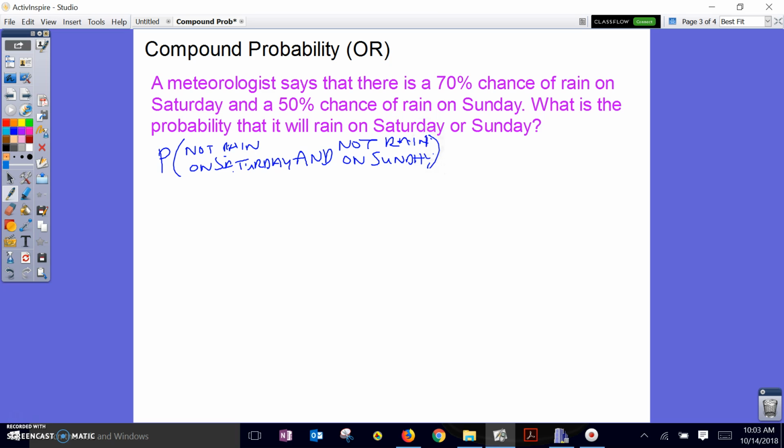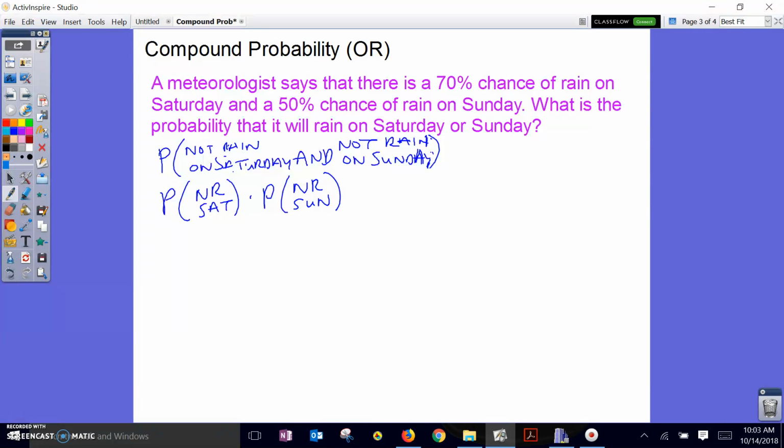Because once I find this probability, I'm just going to take that and subtract it away from 100%, and that gives me the probability that it rains on Saturday or Sunday. Because this is the exact complement of that. Not raining on Saturday, not raining on Sunday means that it didn't rain on Saturday or Sunday. So this is the probability of no rain on Saturday times the probability of no rain on Sunday.